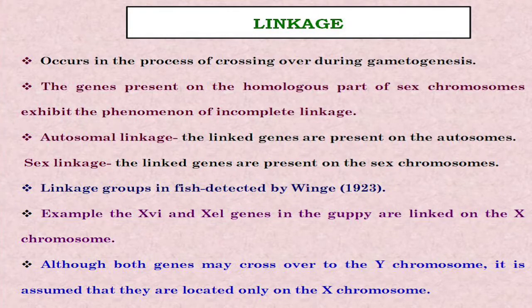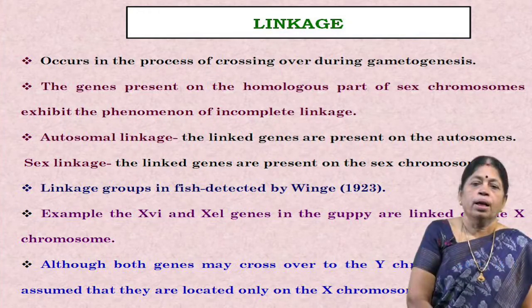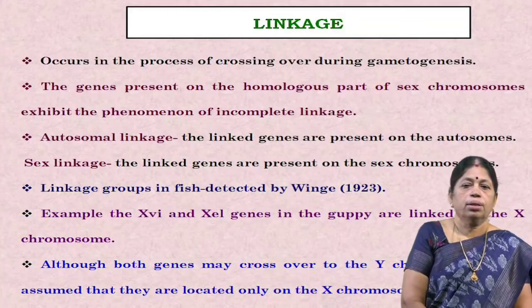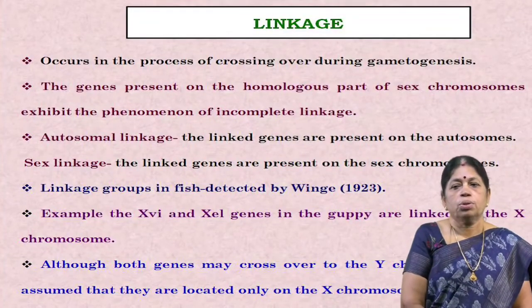Linkage groups were first detected in fish by Winge in the year 1923. An example of linked genes in the chromosome is the 6th chromosome, that is the 16th gene, as well as the XEL gene. This can be seen in guppy. This is the X chromosome, and both genes may cross over to the Y chromosome also.